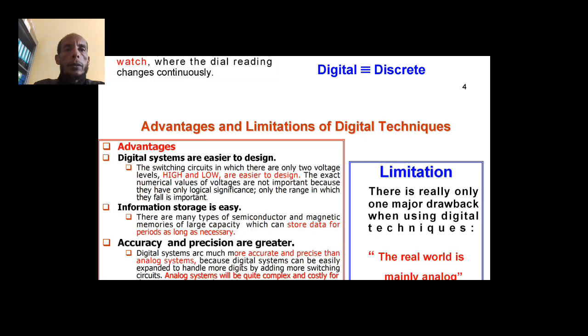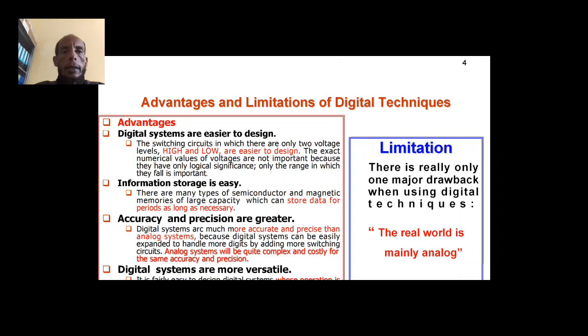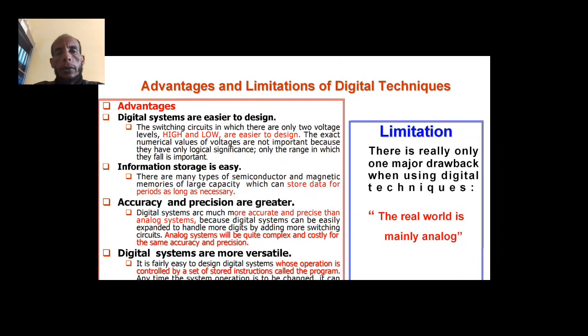The circuits have only two voltage levels, high and low, whether it is high or low, these are the digits. It makes it easier to design. Why do we say it is easy to design digital systems? The numerical values of voltages are not important because they have only logical significance. That is an important difference between digital and analog.